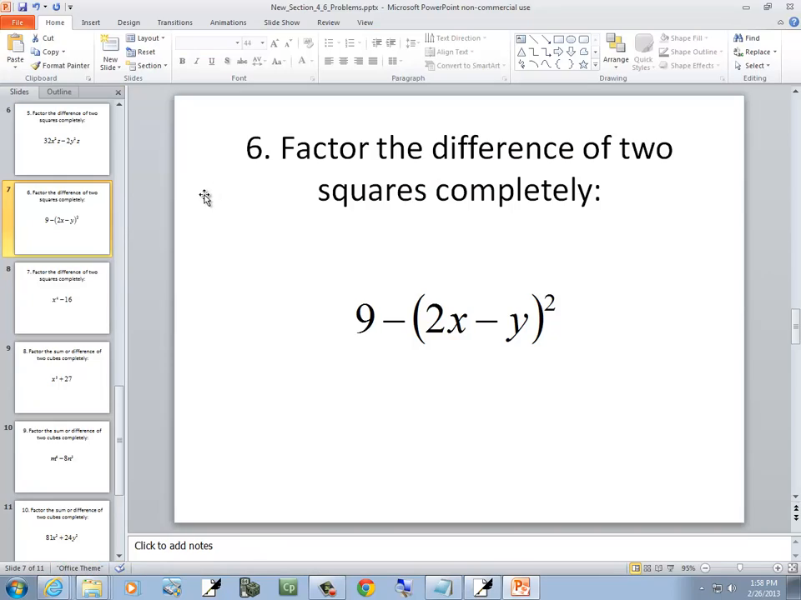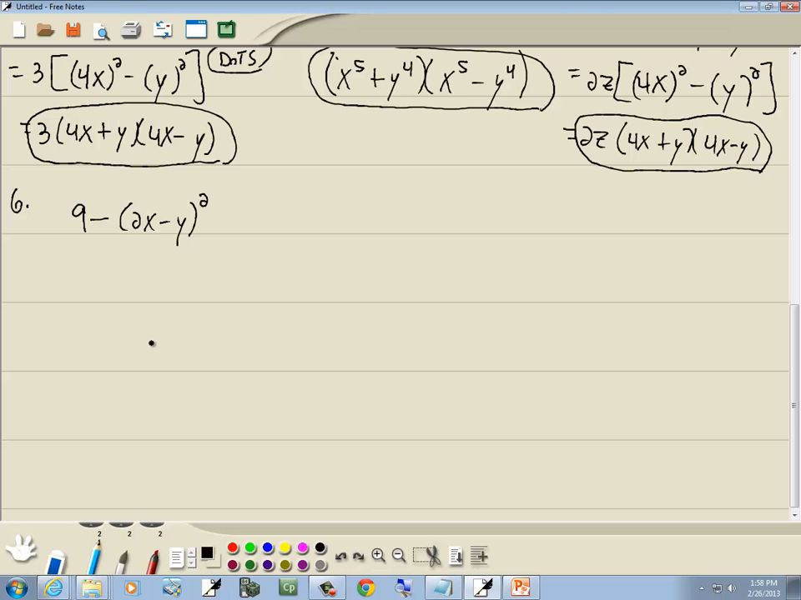Now this one is a little bit different. It tells us to use the difference of two squares. It doesn't have to be two terms with a minus between. It can be two anythings with a minus between them. Like on this problem, I can rewrite the 9 as 3 squared minus (2x minus y) squared. So as long as you can rewrite it as something squared minus something else squared.